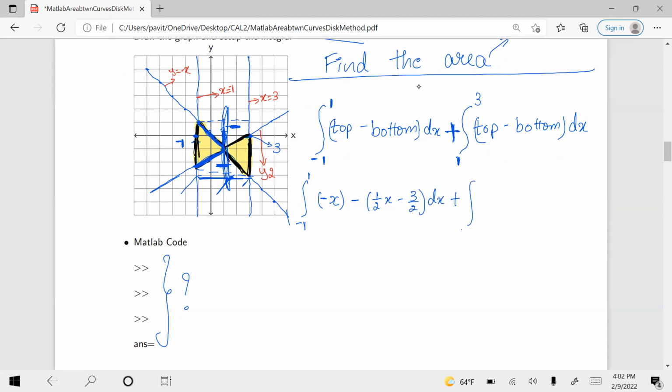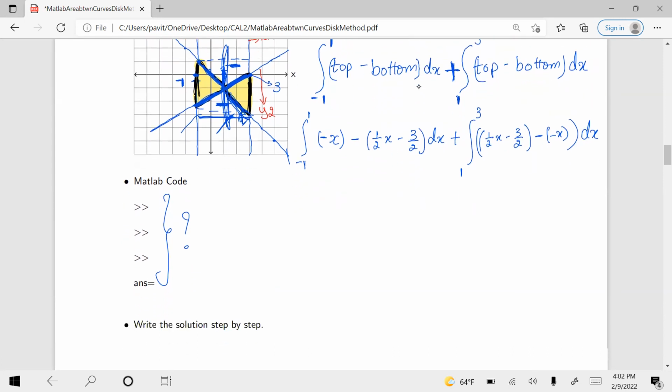plus from 1 to 3. Now this part. So 1 to 3, top function will be y2, because remember, for this part, this is the top function. This is the bottom line. So y2, half x minus 3/2, minus bottom, which is -x, into dx. Okay, very easy, right?